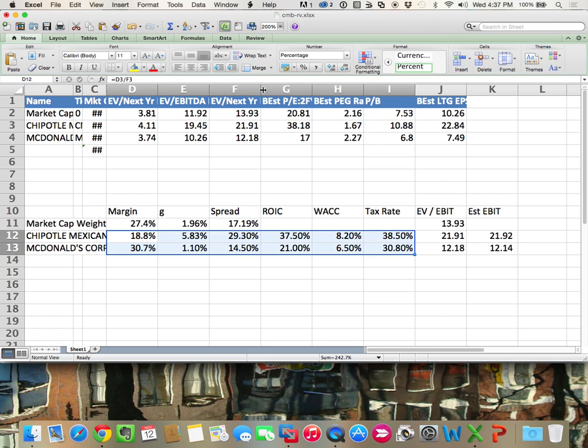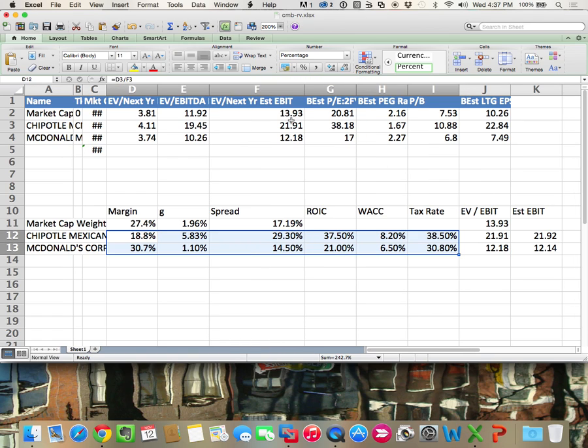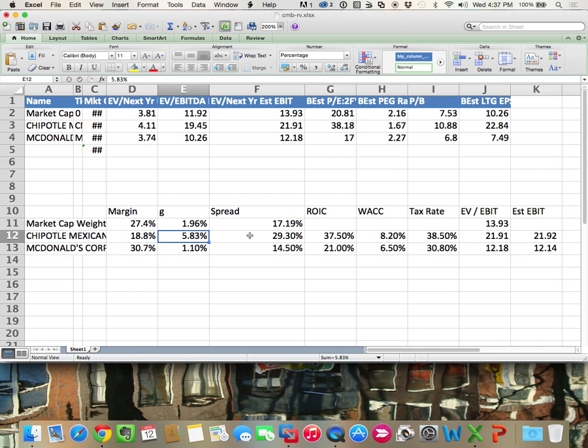All right, so first for the EV to EBIT, the difference lies in the fact that Chipotle has a much larger G and much higher ROIC than McDonald's, but it's offset a bit by how McDonald's has a lower WACC, but not enough. So this is why Chipotle's EV to EBIT is higher than McDonald's, and the same thing for EV to EBITDA. It's factored in before depreciation and amortization, so it's still relatively the same. All right.